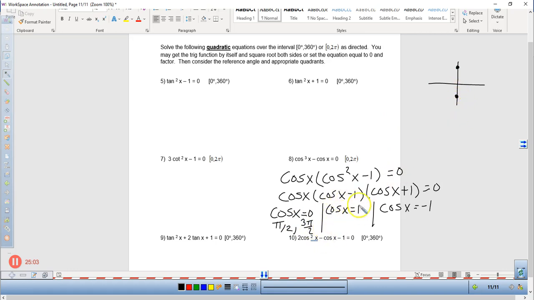Well, we talked about cosine being negative 1. Let's go ahead and do that. x has to be pi.